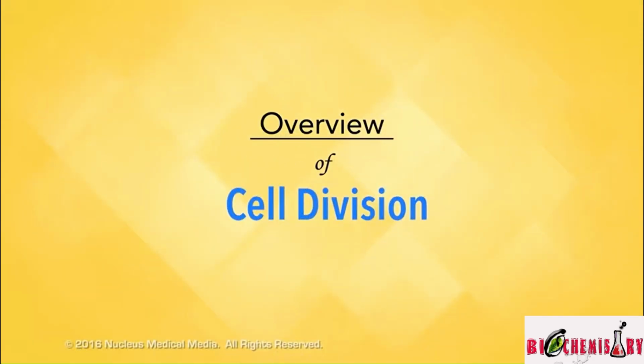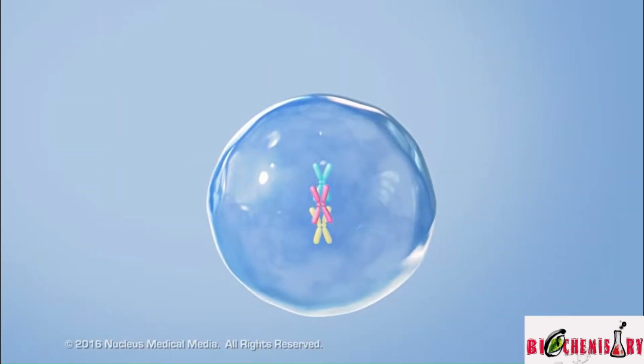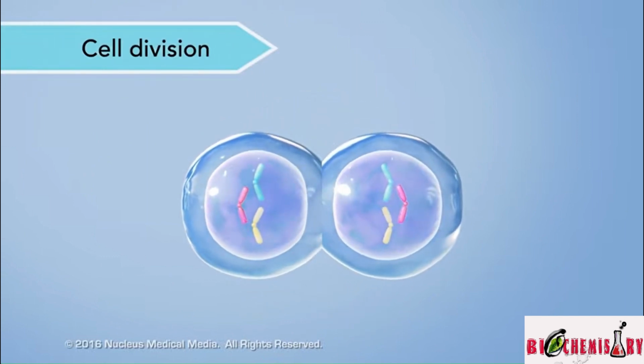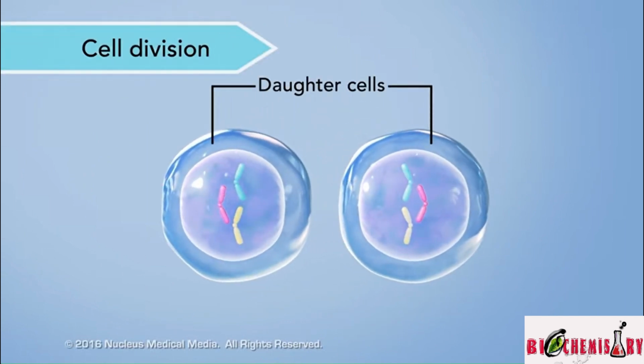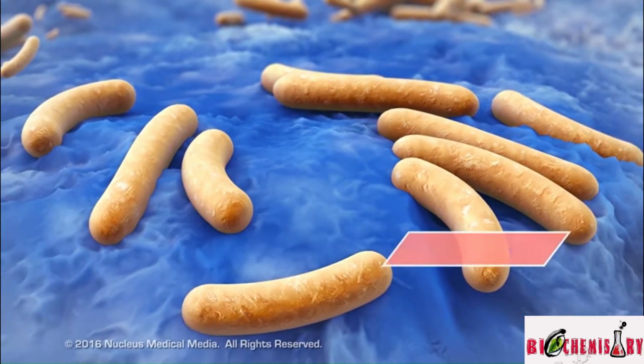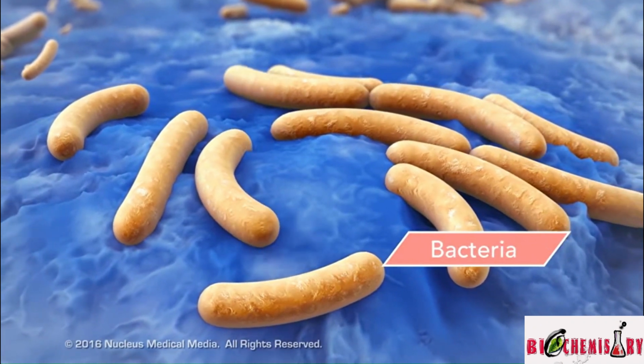In this lesson, we'll be talking about how cells reproduce. How and why do they do this? Well, they use a process called cell division to make new cells, called daughter cells. Unicellular organisms, meaning creatures that consist of just one cell, such as bacteria, usually clone themselves during cell division.